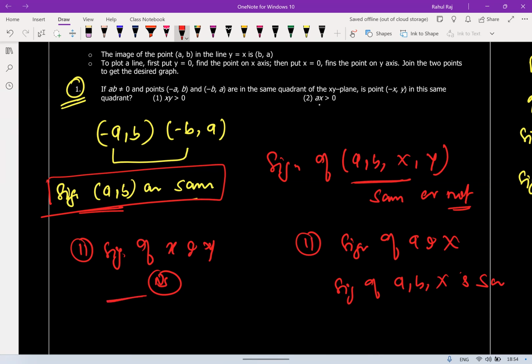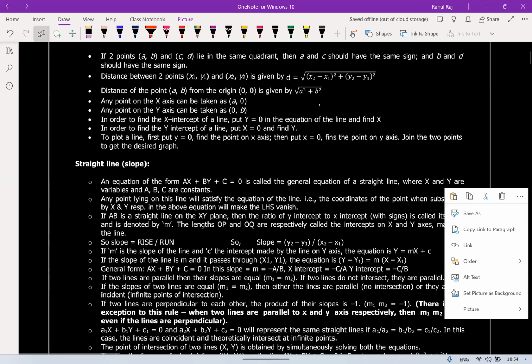Now option number 1 says the sign of X and Y are the same. Option 2 says the sign of A, B, X is the same. So combined, I can conclude the sign of A, B, X, Y is the same. Any doubt?